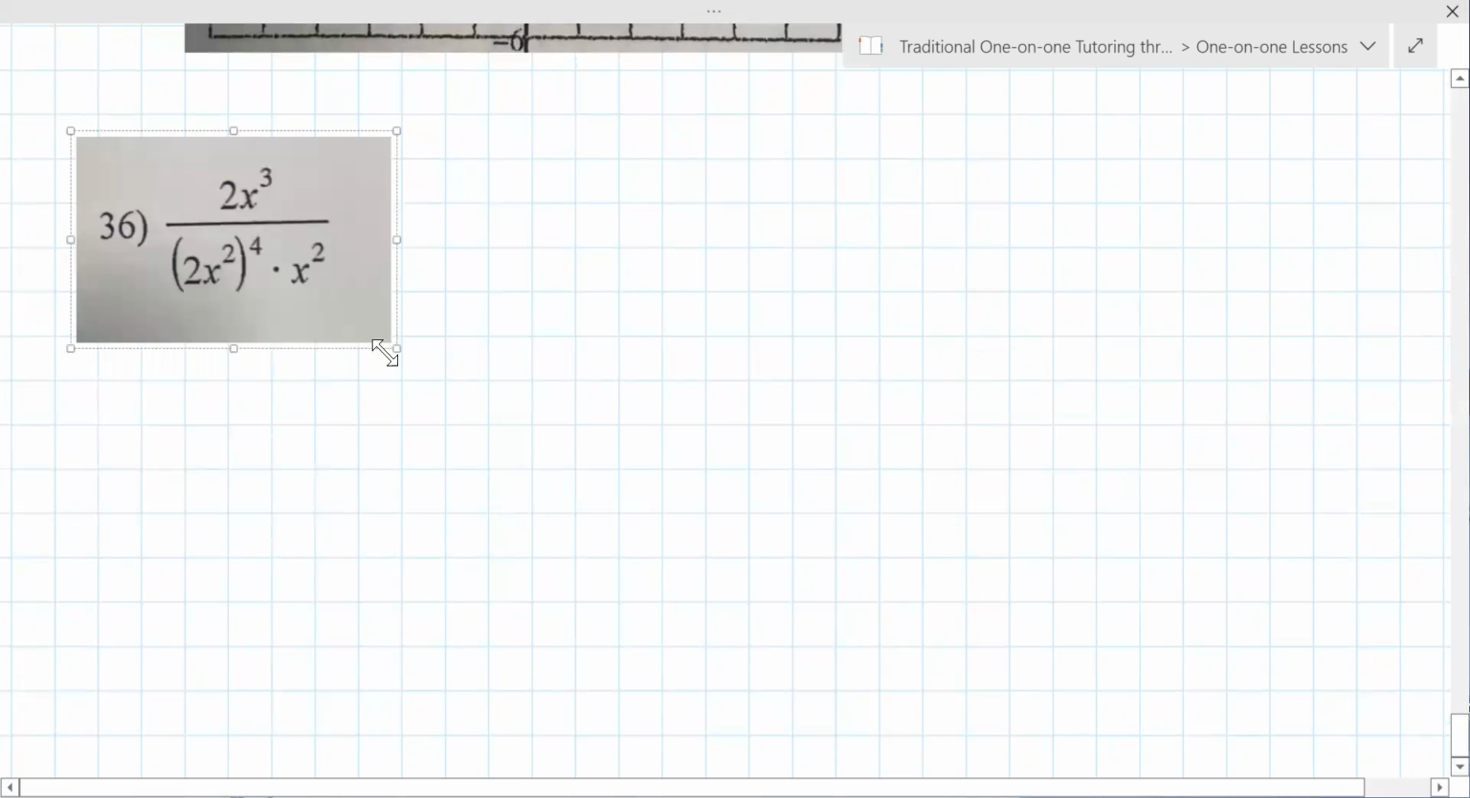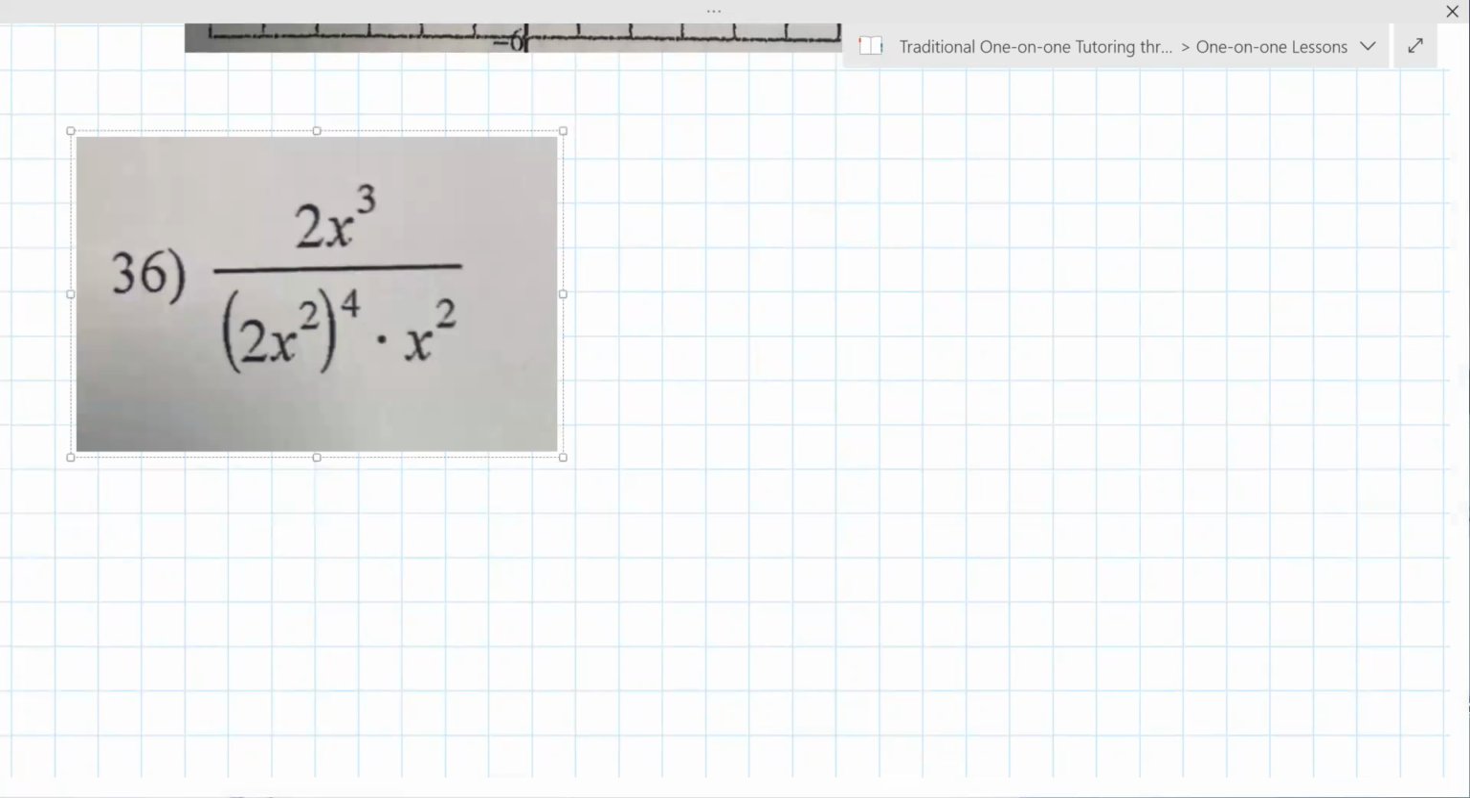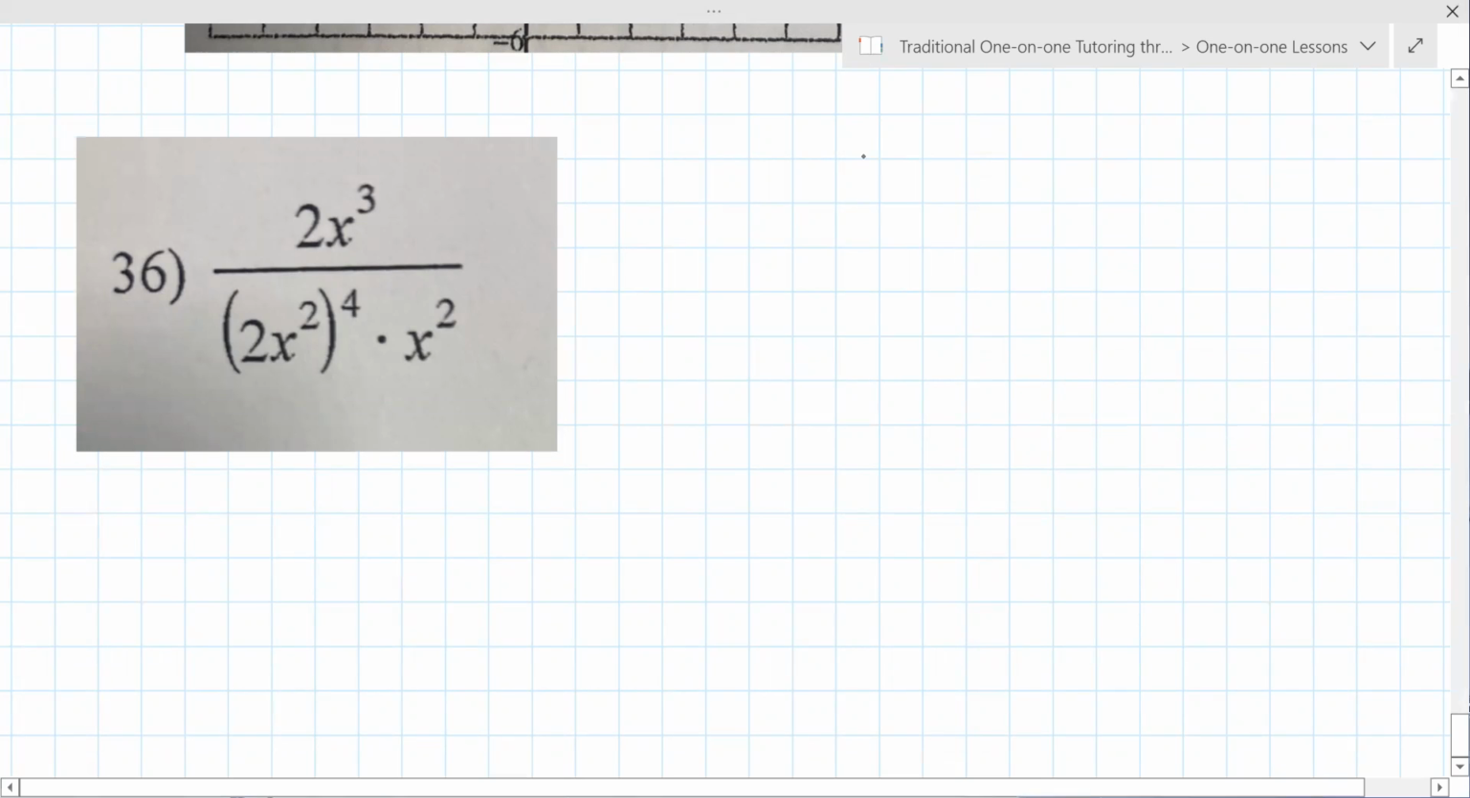Okay, 36. The instructions say to simplify, and your answer should contain only positive exponents. They're really sticklers for that. It's just the way it goes. There's a bunch of rules here to remember. So let me ask you, how would you start this problem?